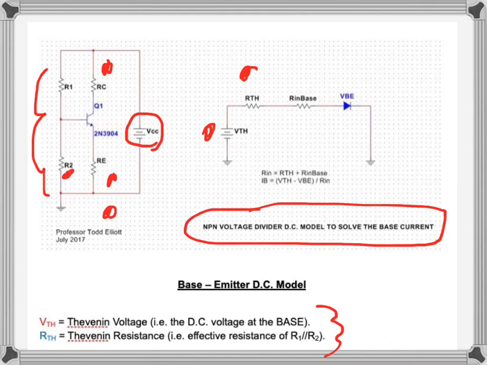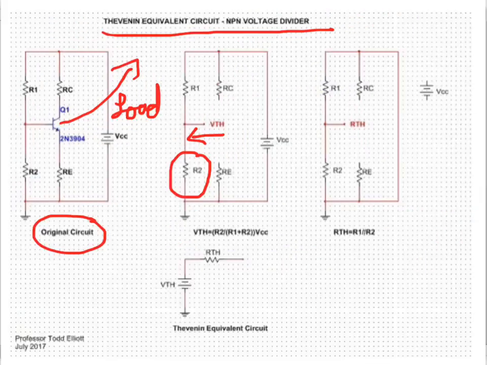Okay, so we can say then that the voltage V2 is the same as the voltage applied to the base of the transistor, and is the same as the Thevenin voltage. So that takes care of that, and then you're going to record that value like that.